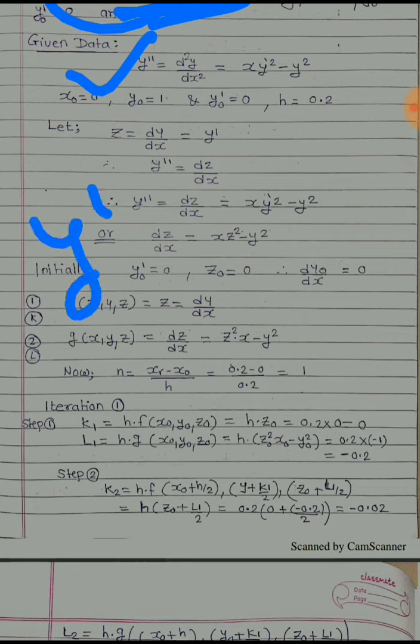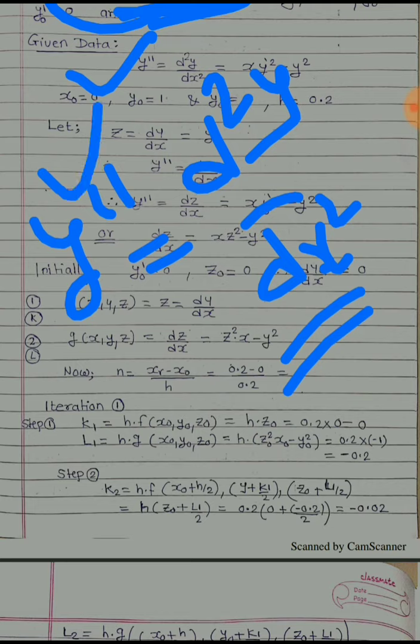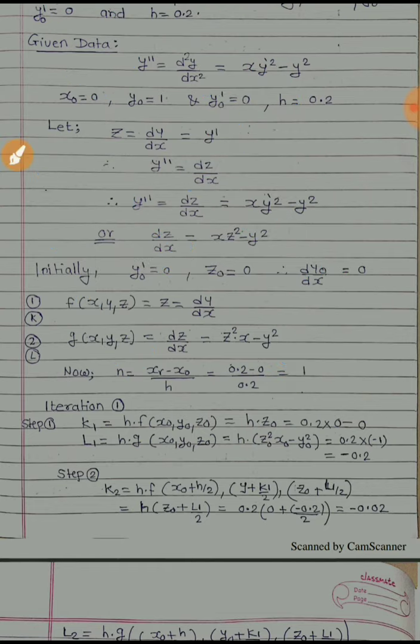I need to understand that y double dash is nothing but d2y by dx square, right? The double derivative of y with respect to x. So y double dash is equal to d2y by dx square, which is equal to x, y dash square minus y square. This is the equation given to me. And a few more things are given. What are those? x0 is 0, y0 is 1, y0 dash is 0, and h is equal to 0.2. These are the things given.